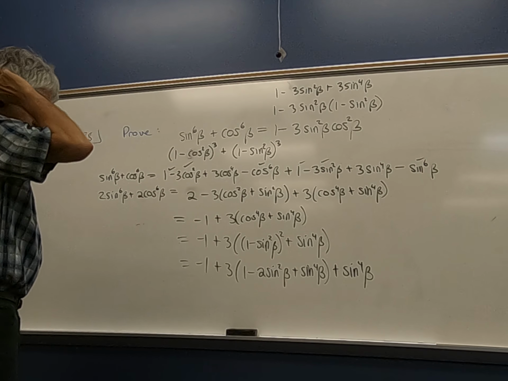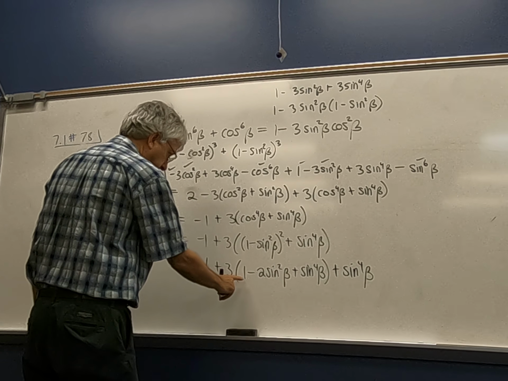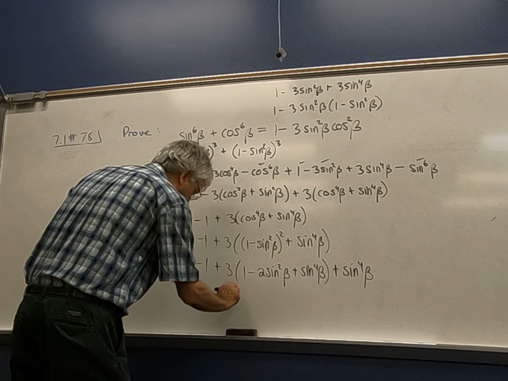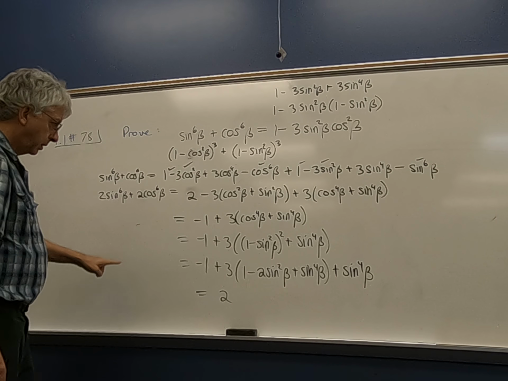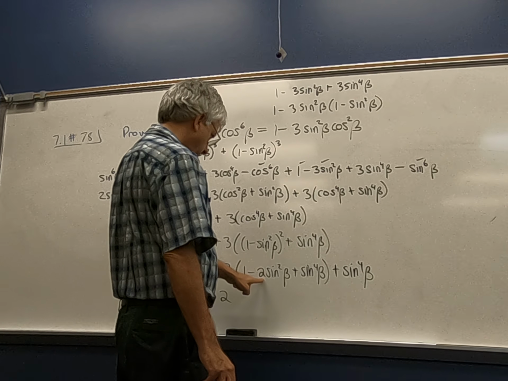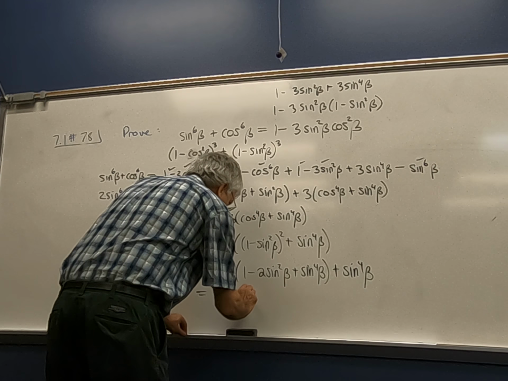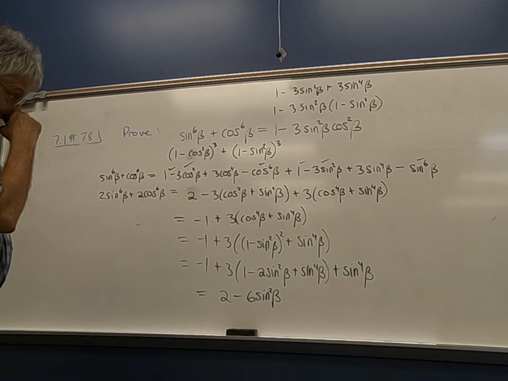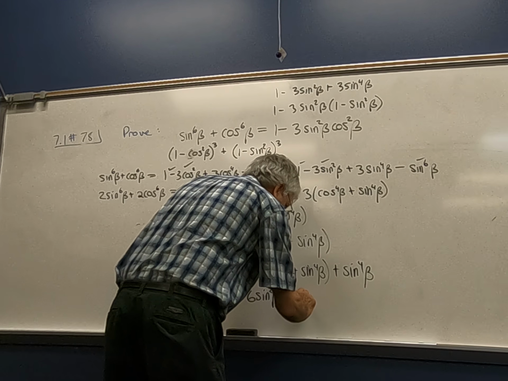And what does that buy me? Well, -1 plus 3 is 2. That's good, actually. I've got a 2, because there's a 2 over here. And then I've got -6 times sine squared beta. Then I've got 3 sine to the 4th plus sine to the 4th, that's 4. That's good. So I got all even coefficients.